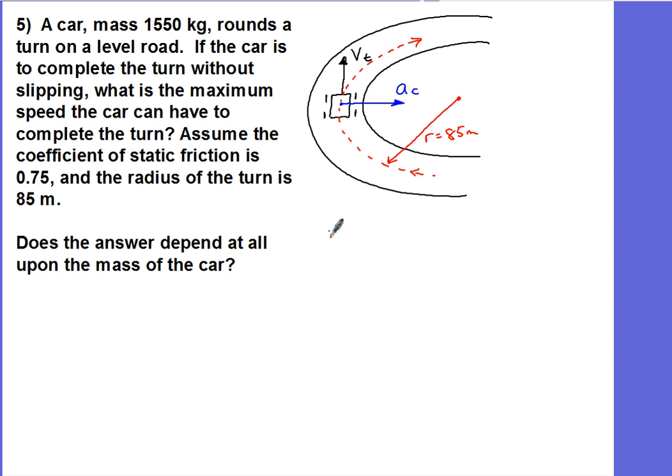Right here, let's look at that car from the rear. So let's go ahead and draw that car. Let's make it so it's easily understood to be the rear portion of that car. So we're looking at it from behind. It's making that turn. Let's see if we can't draw what those forces would look like.